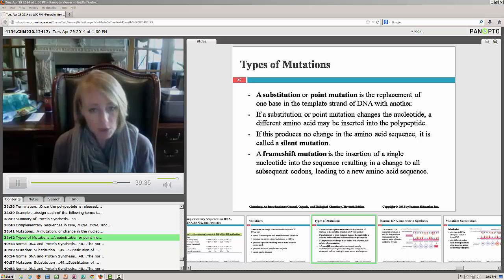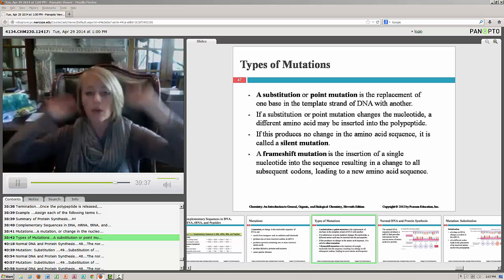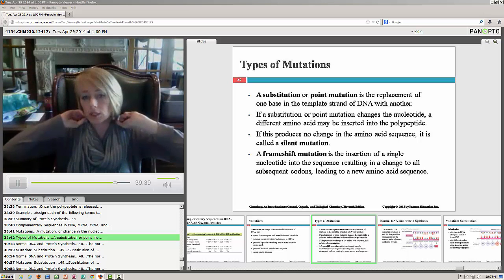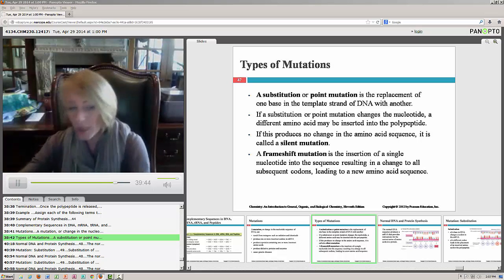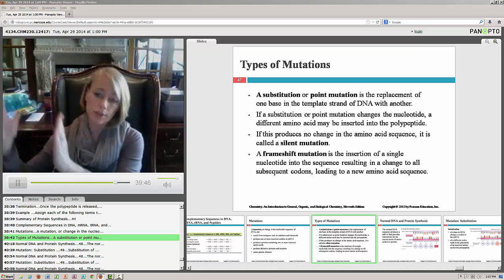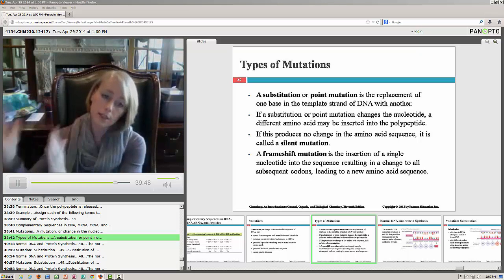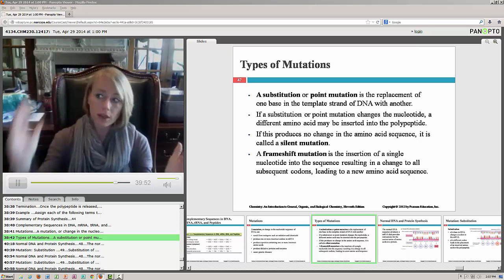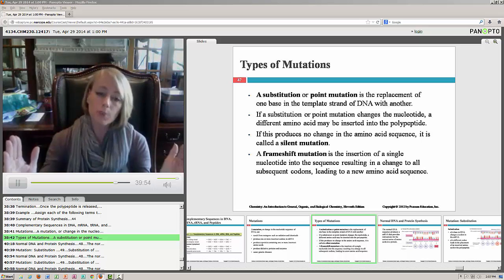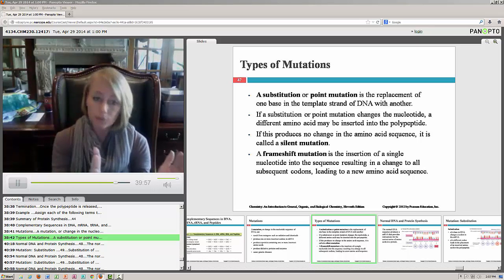A frameshift mutation is where you've actually taken out of the original DNA or the message one of the bases, or you have put in an extra base. And then your codon shifts. Your codon frame is different. So every 3, now if you were missing one of them, then the first base of the next codon is in the first codon.